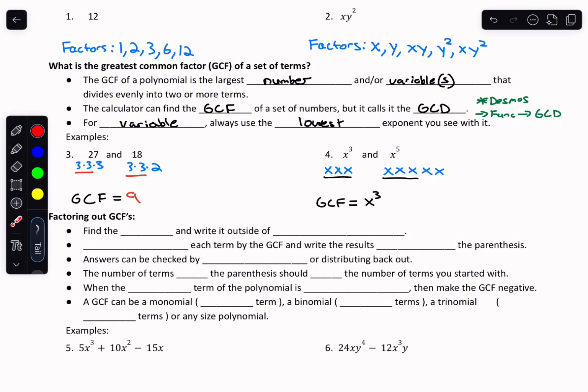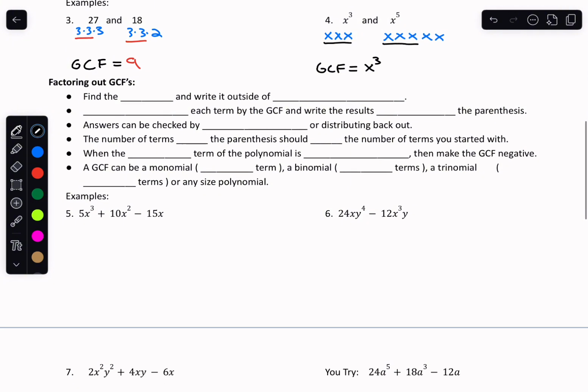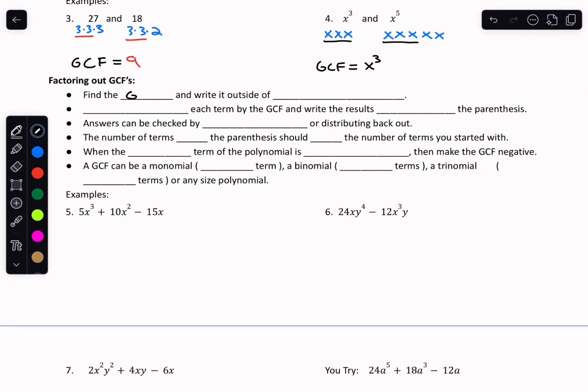All right, so now how do we factor out a GCF from a set of terms? We just saw how to find a GCF, but how do we actually factor it out? Well, what we're first going to do is, of course, find the GCF using the steps we just did above, and then we're going to write it outside of a set of parentheses. Okay. Then we're going to divide each of the original terms by the GCF we found, and we're going to write the results of that division inside of the parentheses.